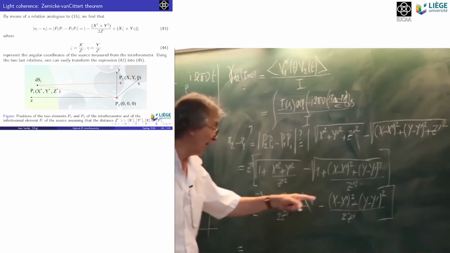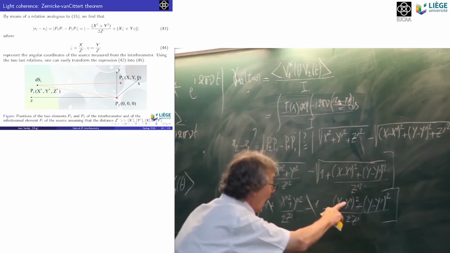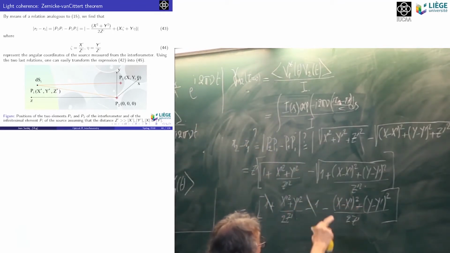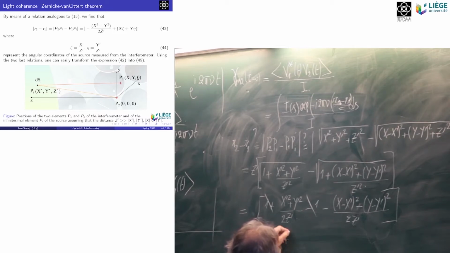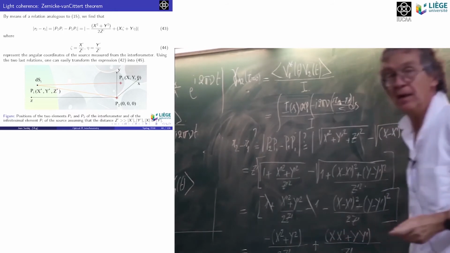Now, when I raise this to the power 2, the x prime squared will go away. So what will remain is just equal to minus (x squared plus y squared) divided by 2z prime, and after that plus the double products. So it will be plus 2 times (x times x prime plus y times y prime) divided by z prime, if I didn't make a mistake.